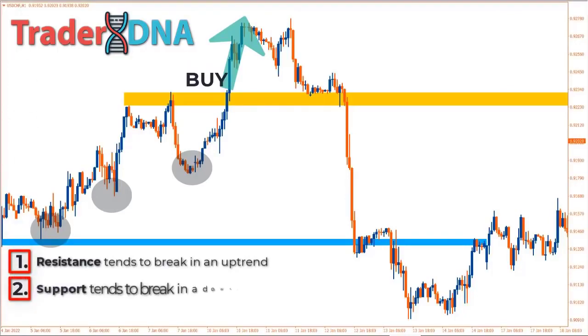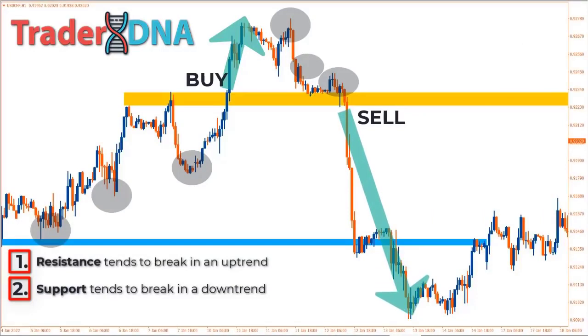Second, support tends to break in a downtrend. For a downtrend to continue, it has to consistently break new lows. Thus, going long at support isn't a good idea. But, going short at resistance is a great idea.